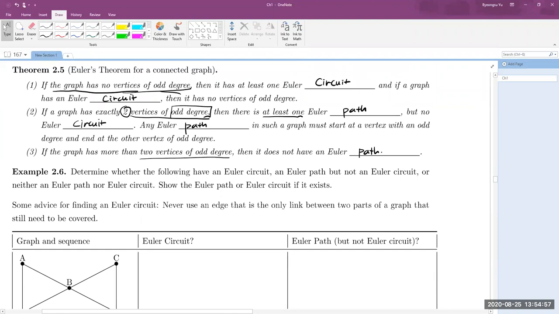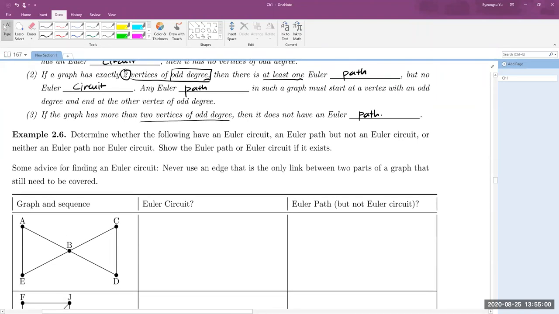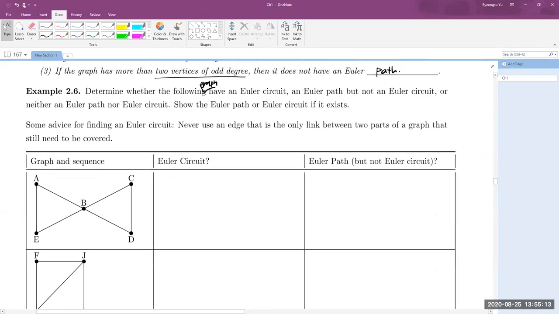So the example below is about determining whether the following graph, I forgot to write down graph, has an Euler circuit, an Euler path but not an Euler circuit, or neither, right? So show the Euler path or Euler circuit if it exists. First of all, you can just use the theorem from Euler, right? So what you need to do first is find the vertices with odd degree, and to find the vertices of odd degree, you need to figure out the degree of each vertex.